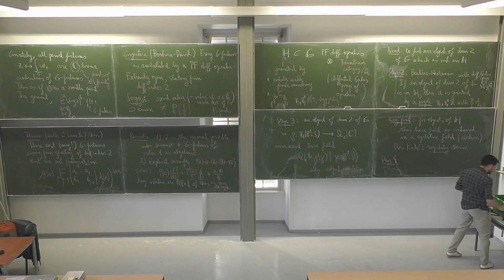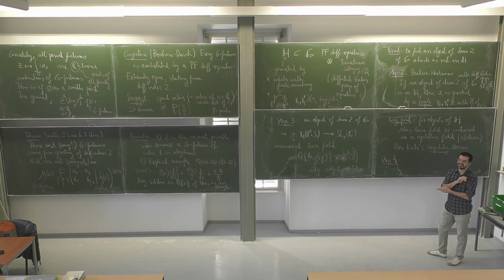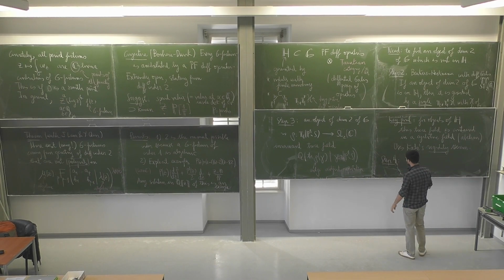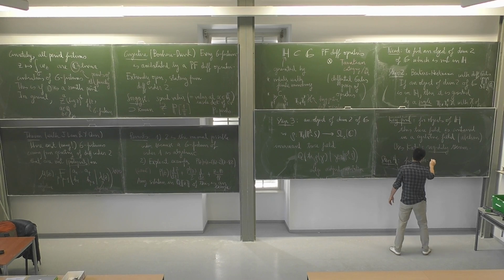Okay, so step 4. I can stop at any moment. For example, now. So let me just say step 4: find non-abelian trace field.